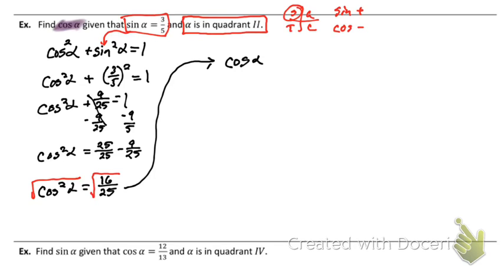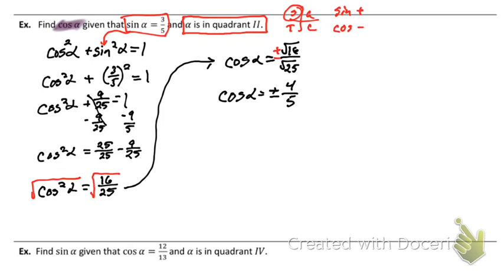When you take the square root of a fraction, you're really taking the square root of the top and the square root of the bottom. And don't forget, we need to include positive and negative. It is plus or minus that square root. So moving forward, we have cosine alpha equals positive or negative, square root of 16 is 4, and the square root of 25 is 5. Now note we have two options. We have cosine alpha either equals positive 4 over 5 or negative 4 over 5.